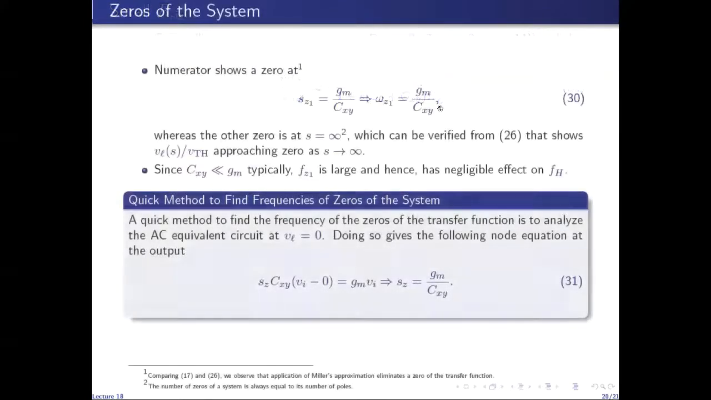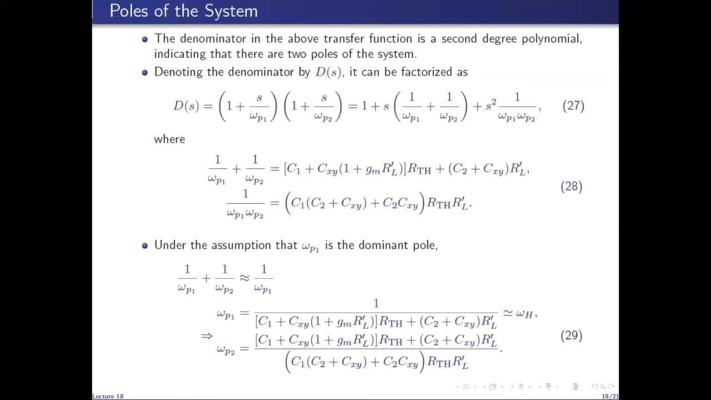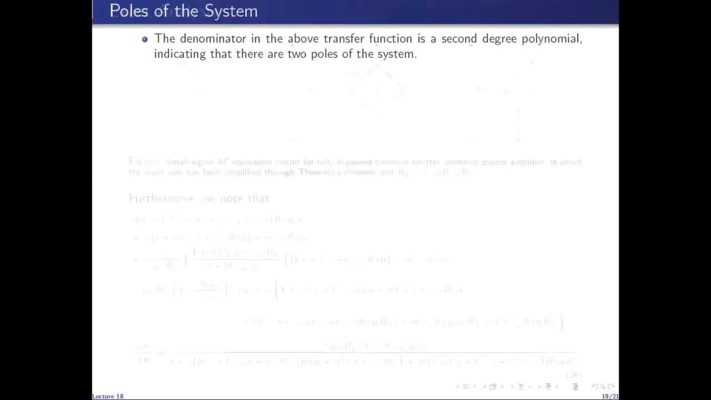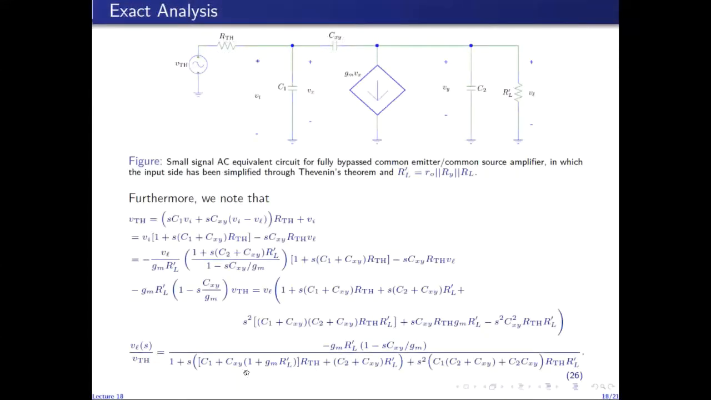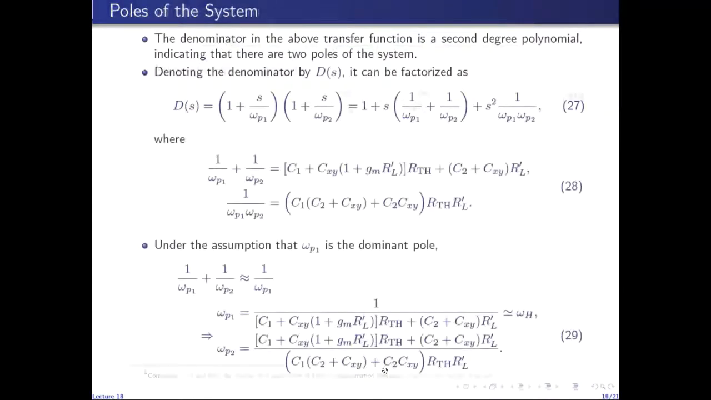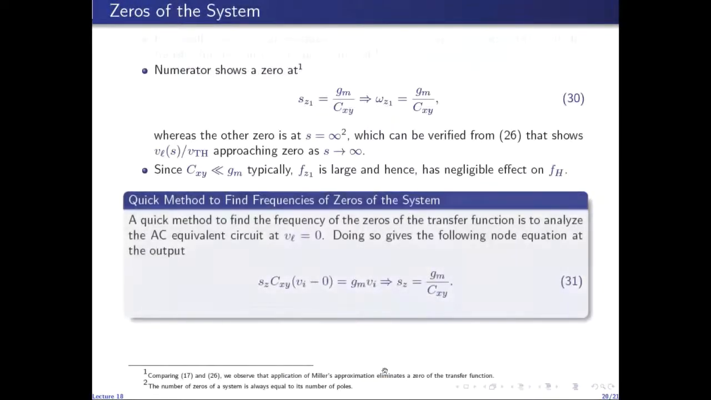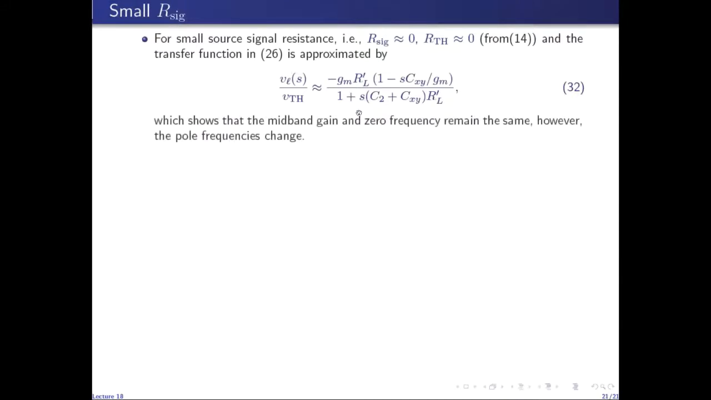If we put R7N equal to zero, this term goes to zero, so we'll be left with this term, and then this term will be zero. So we'll be left with the same numerator and denominator 1 plus S times this second term. So this is what we get. In this approximate expression, we see that the midband gain of the amplifier remains the same. The zero frequency of the amplifier remains the same. However, the pole frequencies have changed.